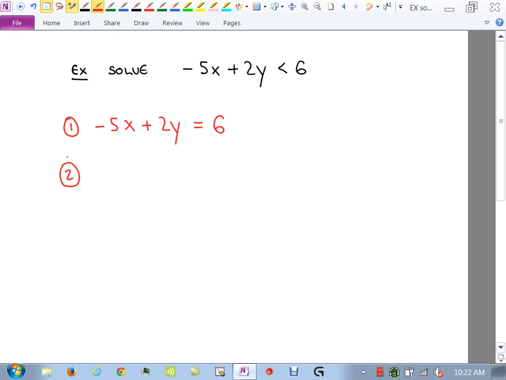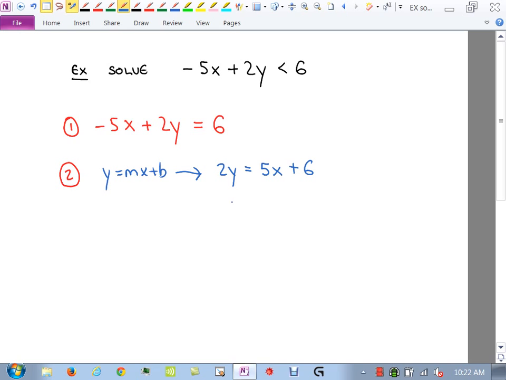So let me try. I'm going to choose to turn this into y equals mx plus b. That's what I'm going for. So I'm going to move the -5x to the other side, which makes it a positive 5x. Right? All I did was add 5x on both sides. Now what?